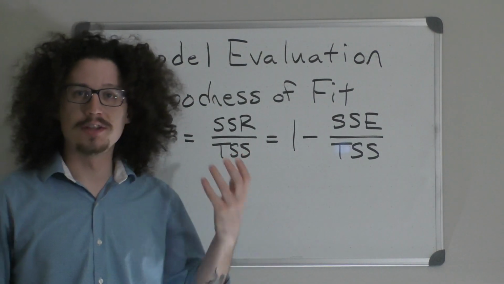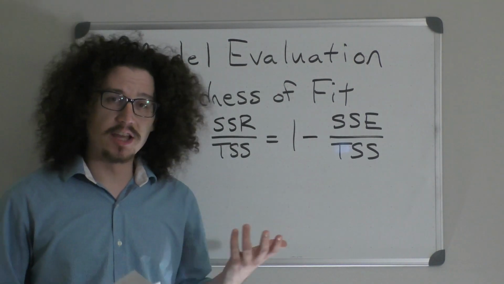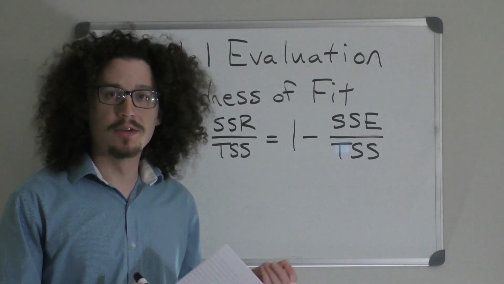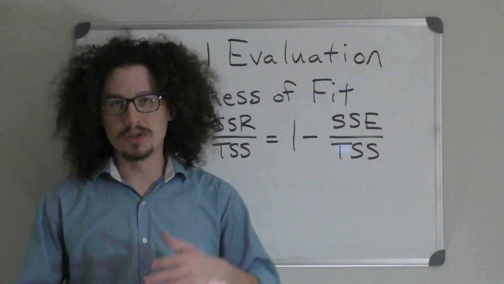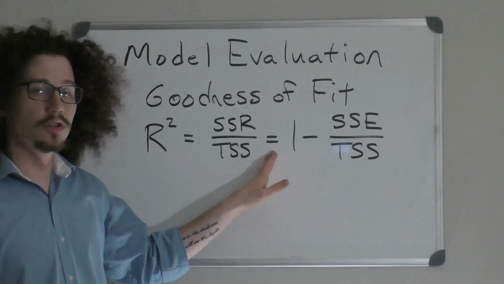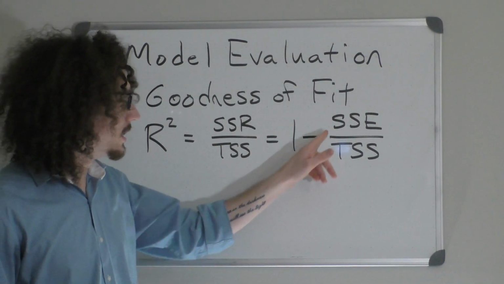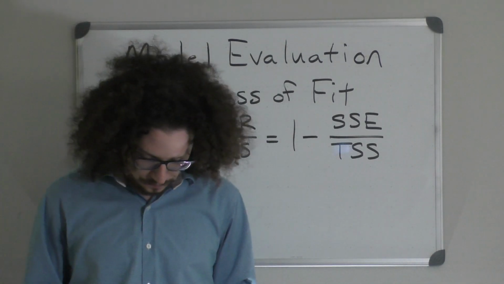So SSR, our sum of squares regression, is the variation explained by the model. Our TSS, our total sum of squares, is the total variation in our dependent variable. And of course we can also solve this by doing 1 minus the sum of squared errors divided by the total sum of squares.